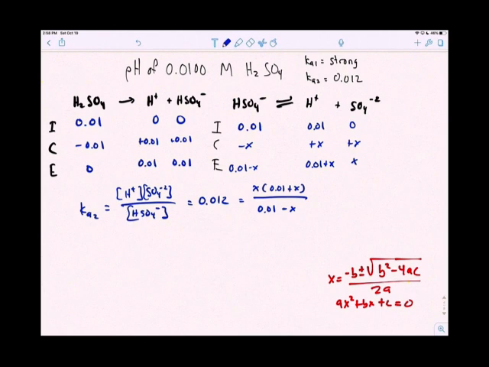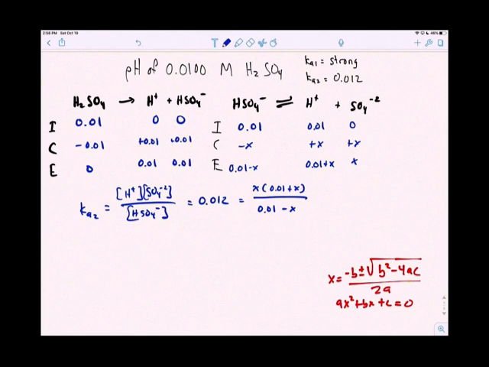And I've gone ahead and written the ICE chart. So the first one here, we have sulfuric acid, straight arrow, it breaks apart. It's a strong acid. There is no equilibrium. So in our initial, change, equilibrium, there is no H2SO4. It all breaks away. It all turns into hydrogen ion and bisulfate.